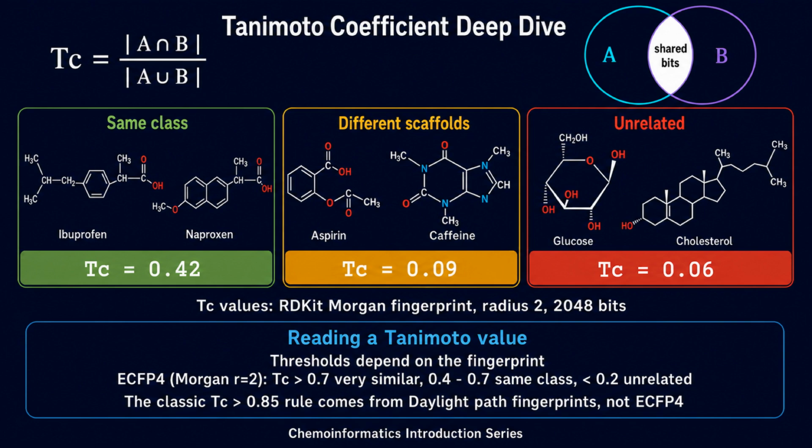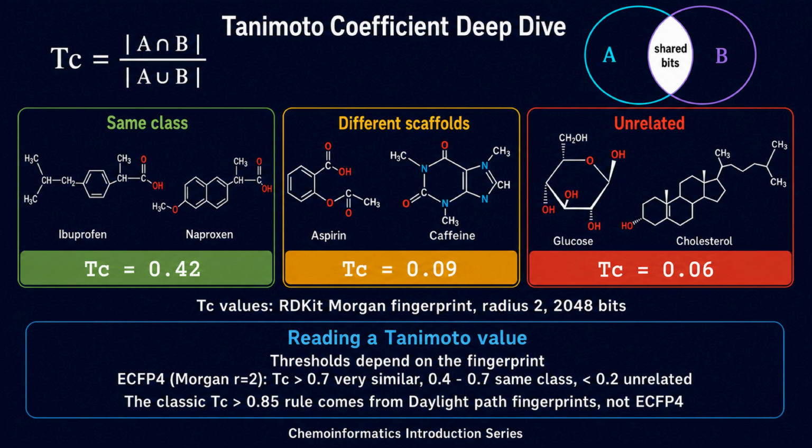Ibuprofen and naproxen, 2 nonsteroidal anti-inflammatory drugs from the same class, score 0.42. Aspirin and caffeine, which share little beyond a ring and a couple of carbonyls, score only 0.09. Glucose and cholesterol, structurally unrelated, score 0.06.